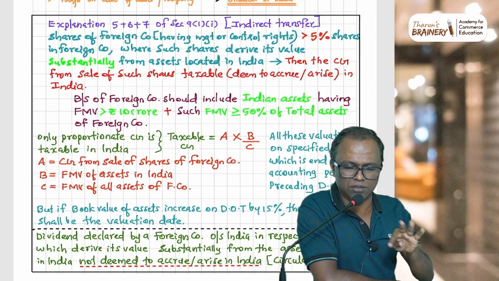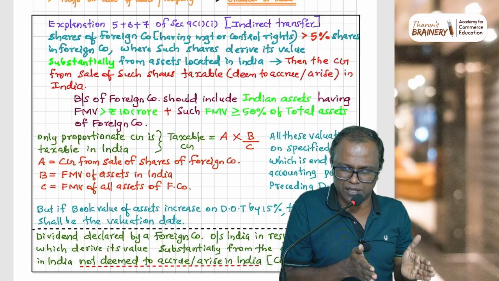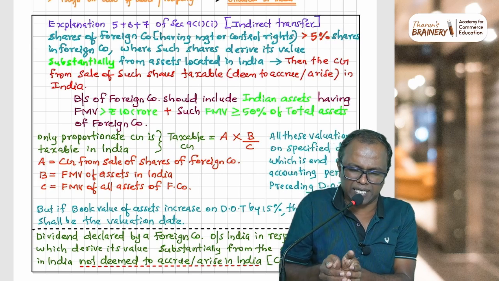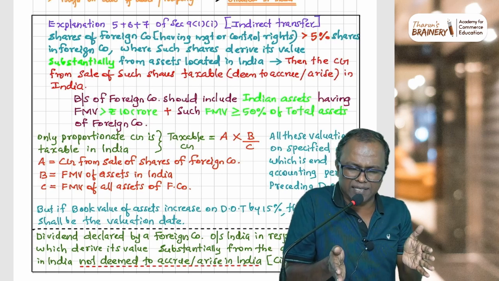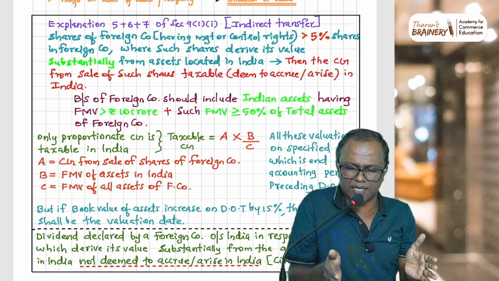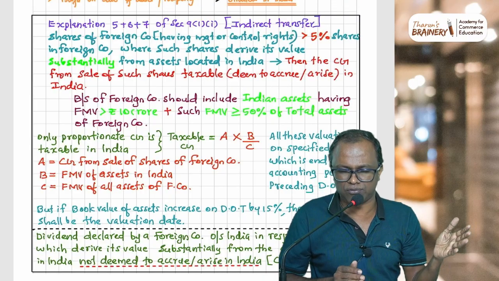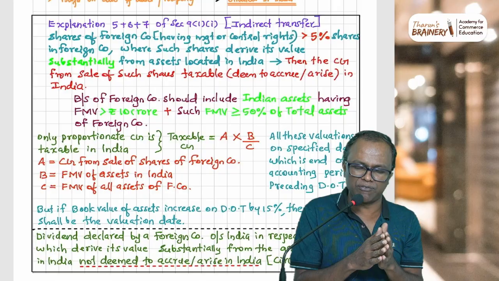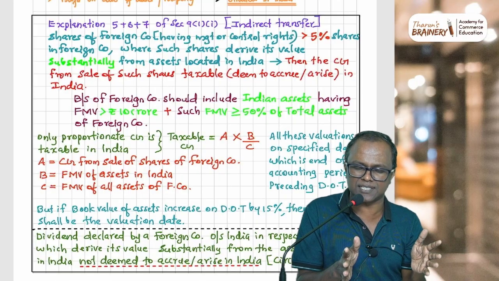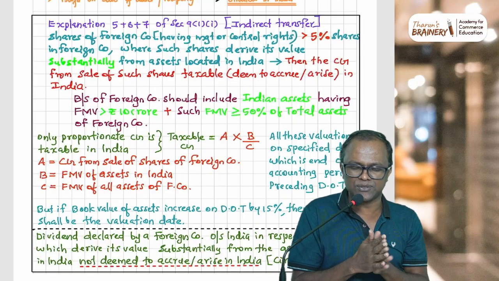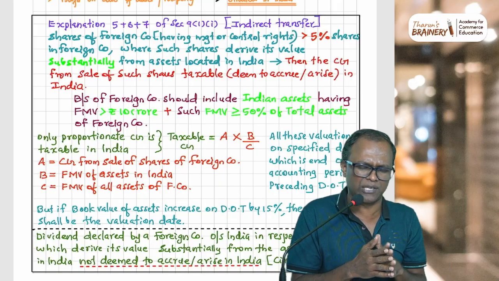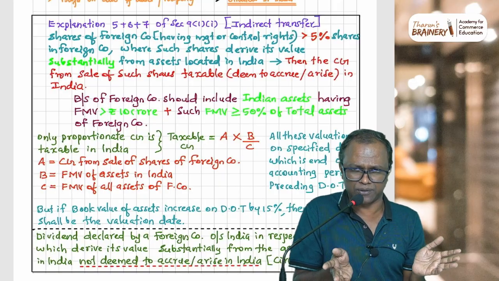Here, value means not the book value. The fair market value should be taken, so that the proportionate capital gain can be taxed in India. Practically it is a very complicated area, because we should take the balance sheet of that foreign company and find out the fair market value. We have to do the valuation of all the assets of that foreign company, using the registered value or some other value certified in that country, to find out the market value. Practically it is a very big issue.